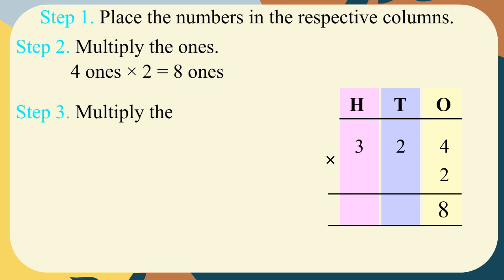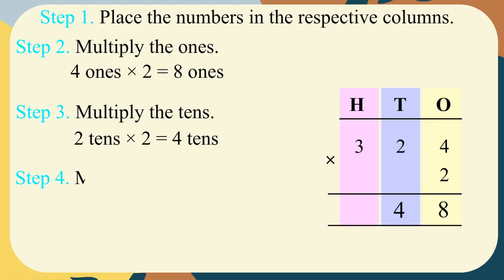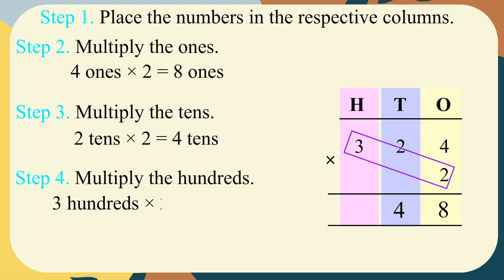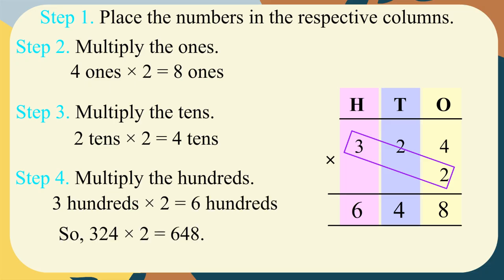Step 3. Multiply the tens. 2 tens multiplied by 2 is equal to 4 tens. Step 4. Multiply the hundreds. 3 hundreds multiplied by 2 is equal to 6 hundreds. So, 324 times 2 equals 648.